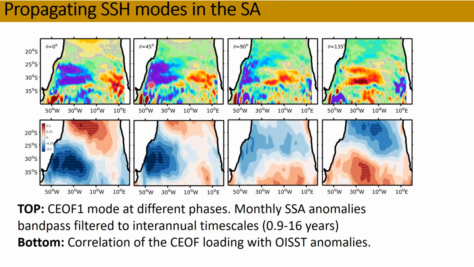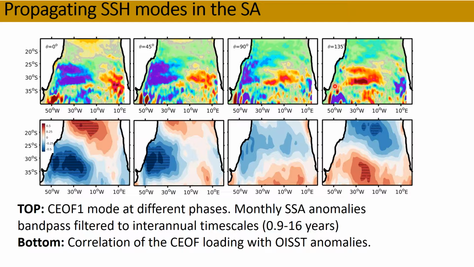And why am I focusing on that? Because we have here the phase propagation of this mode, the spatial propagation at different phases, with the angle of the phases on the top. When you have these negative anomalies of sea surface height, we have strong negative anomalies of SST. So this is the correlation with SST: when negative anomalies of sea surface height arrive, I have negative anomalies of SST.